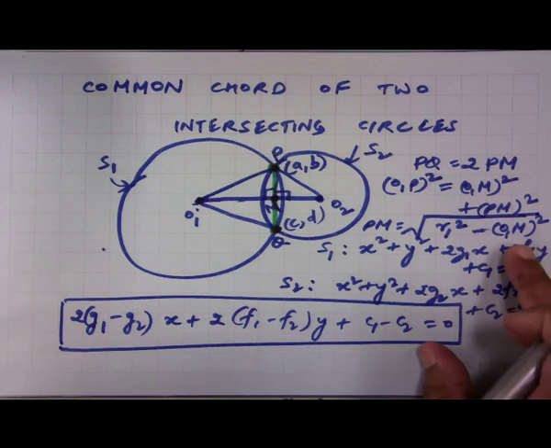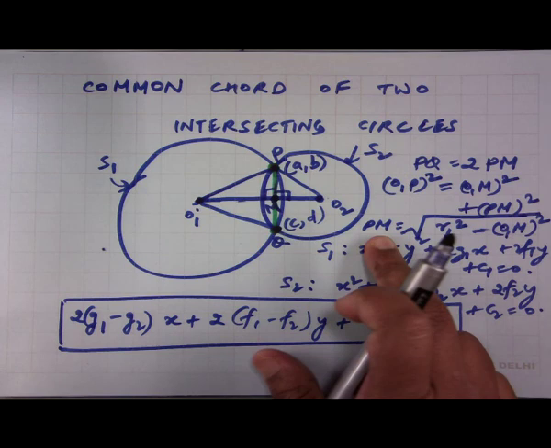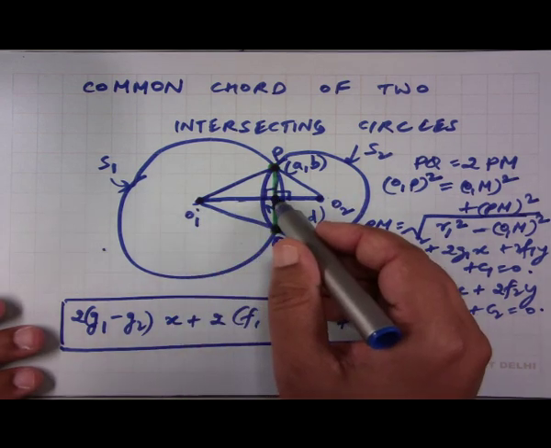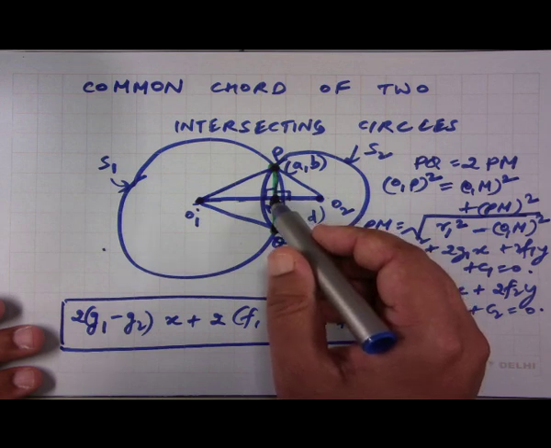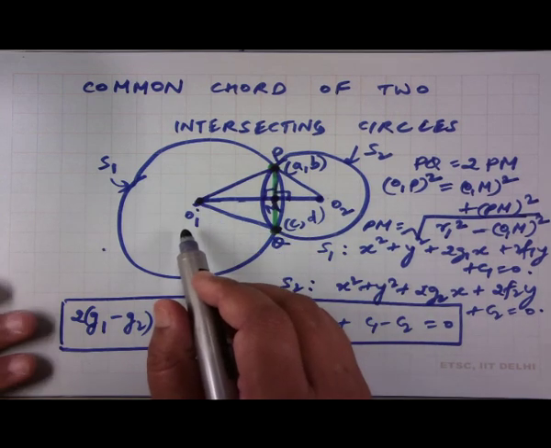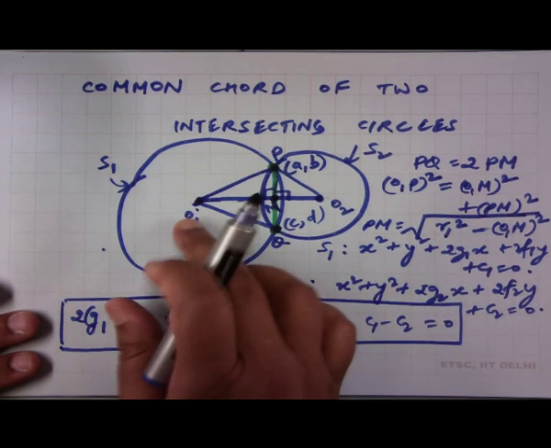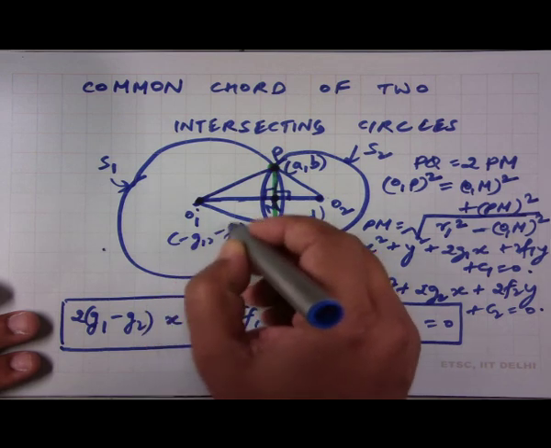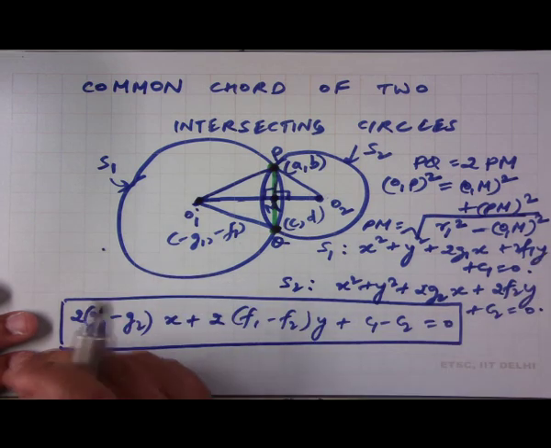So, now we just need to find O1M. If we find O1M, then we can find PM. But finding O1M is very easy, because O1M is nothing but the length of the perpendicular from this center O1 whose coordinates are known. Since we are given the equations of the circles, the coordinate of O1 is minus G1 comma minus F1.